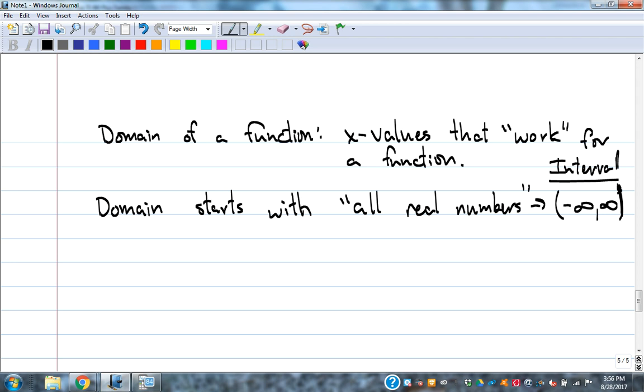Okay, so interval notation starts with that. That's the default. What we're going to be looking for are things that carve that out, that cut out some of those numbers. And those things are red flags. I'm going to use red flags. The first red flag that comes up are x's in the denominator.